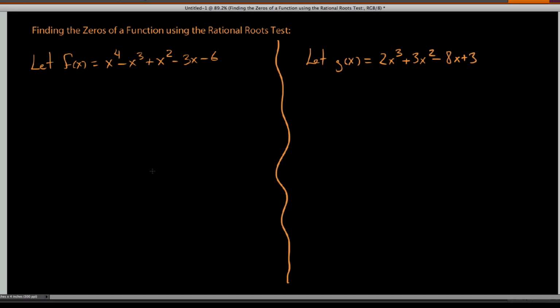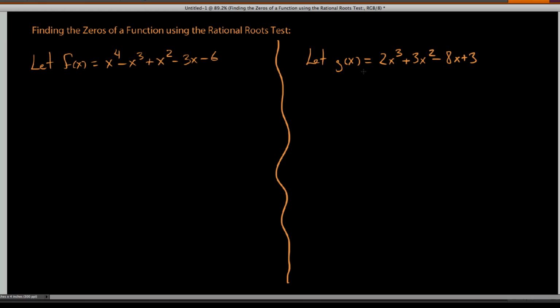YouTube, we're going to continue our discussion in this video of solving polynomials of higher degree that are unfactorable by utilizing what we call the rational roots test. The rational roots test is a nifty little way of generating a list of potential rational roots. You see two polynomials I've listed here, f of x being a fourth degree polynomial and g of x being a third degree polynomial, both of which I've made so that they are not factorable.